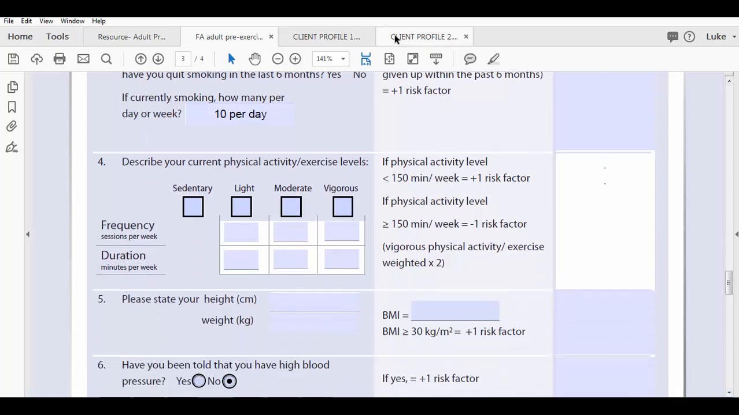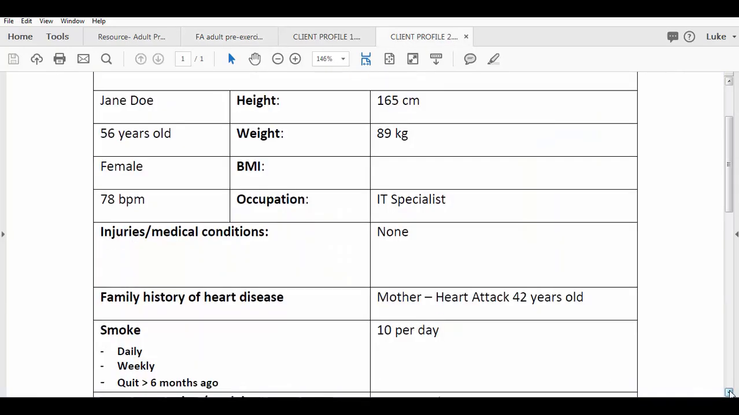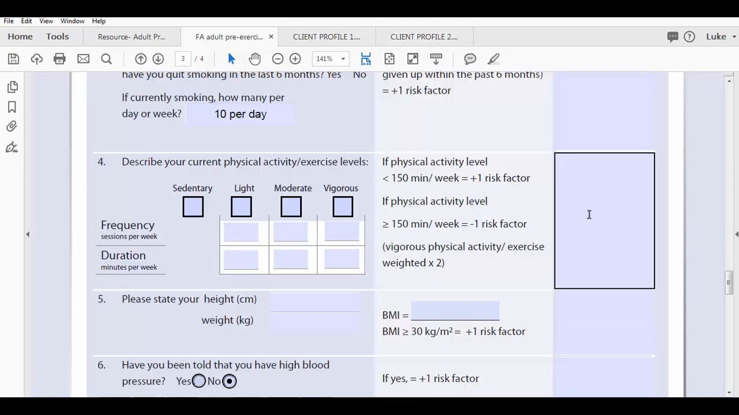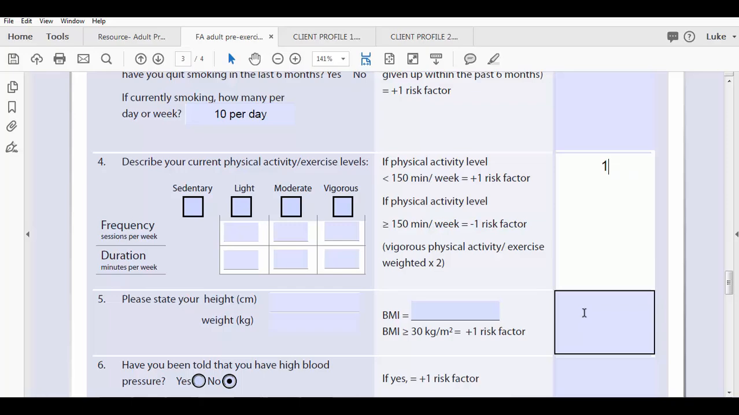Exercise. What sort of exercise is this client currently doing? Well, we go back to our case study and see that they're doing none. They're sedentary. Which means, being sedentary, they get a 1 score because they're doing less than 150 minutes per week. We'll get a +1 risk factor.